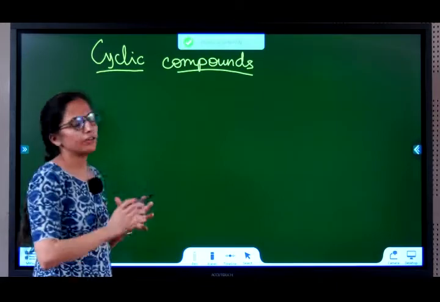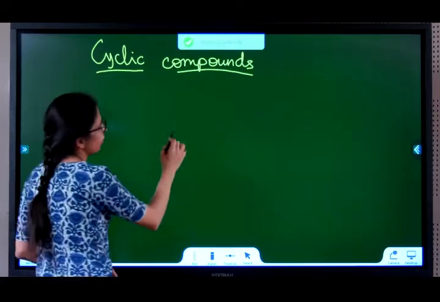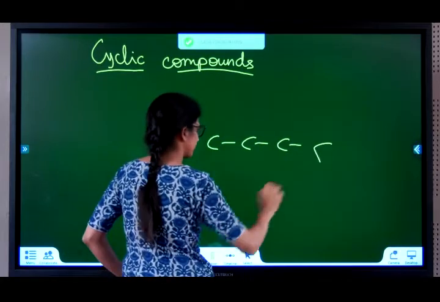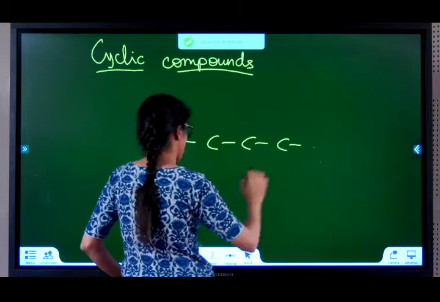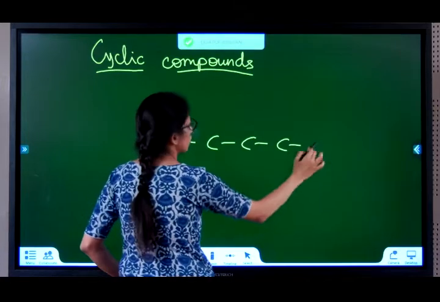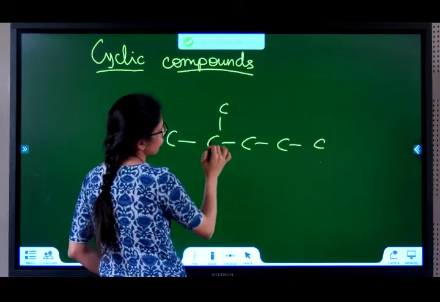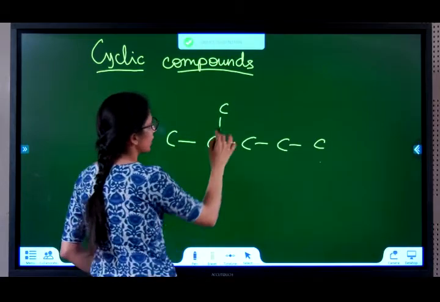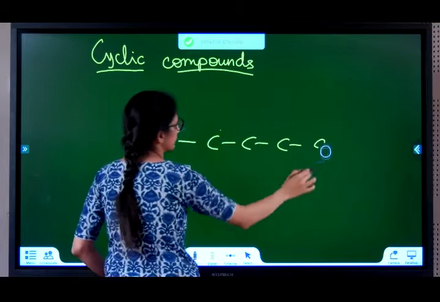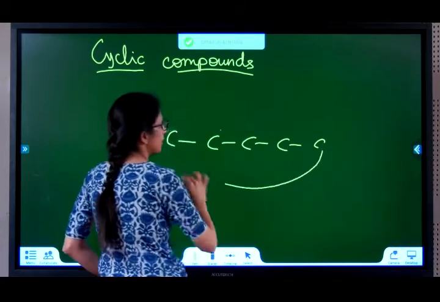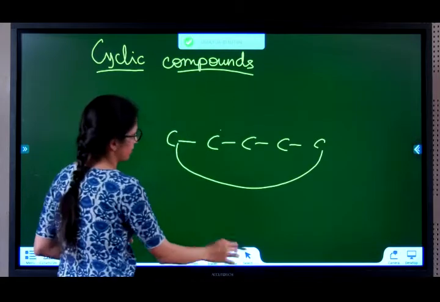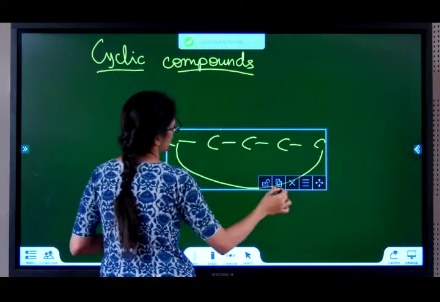So while seeing the different compounds that we learned until now, we saw these are straight chain compounds. And we also saw branch chain compounds where you have something branched like this. Now, if I take this straight chain compound and I loop it, I make it a ring, then this ring structure gives us cyclic compounds.